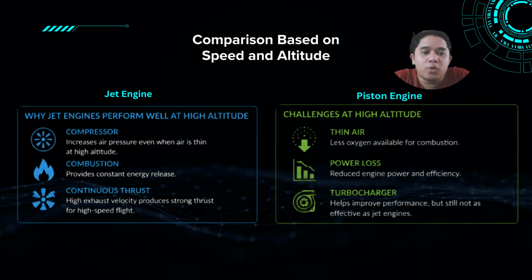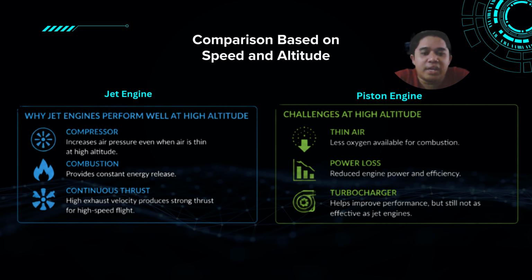Next, I will continue with the comparison based on speed and altitude. Why does the jet engine perform well at high altitude? Because the compressor increases the air pressure even when the air is thin at high altitude. Combustion provides a constant energy release. Continuous thrust at high exhaust velocity produces strong thrust for high speed flight.